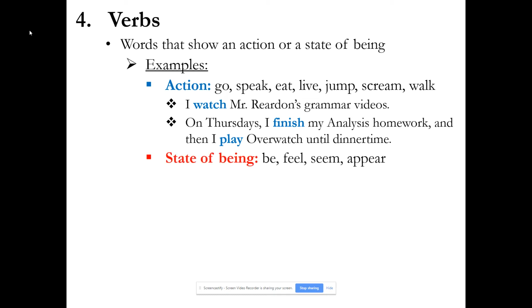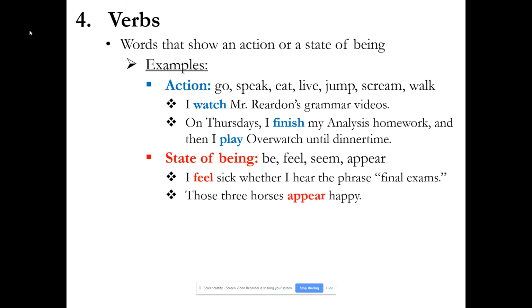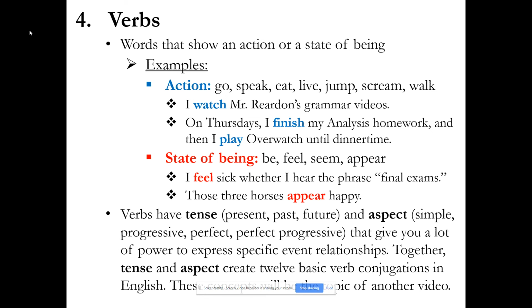State of being verbs: be, feel, seem, appear. There are plenty more, of course, of all of these, but these are just a few examples. I feel sick whenever I hear the phrase final exams. Those three horses appear happy.